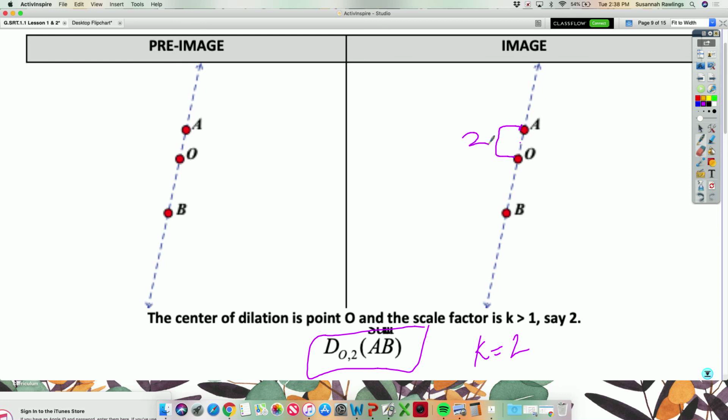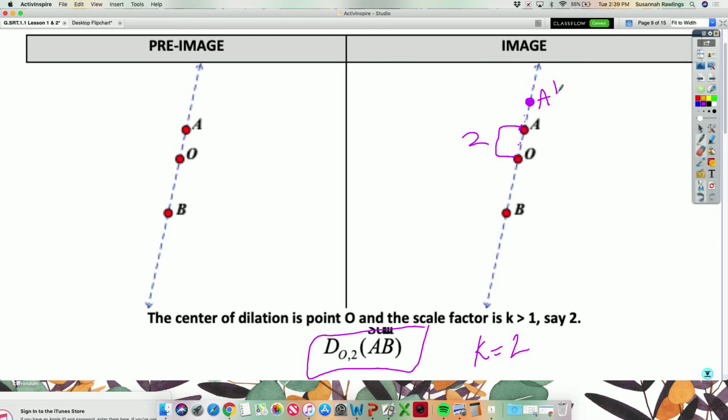What do I do with that originally? You double it, multiply it by 2. So I should be going where? 4. So it should double in length. So 1, 2, 3... Oh, these are stressful. 1, 2, 3, 4. Yes. So there's A prime.